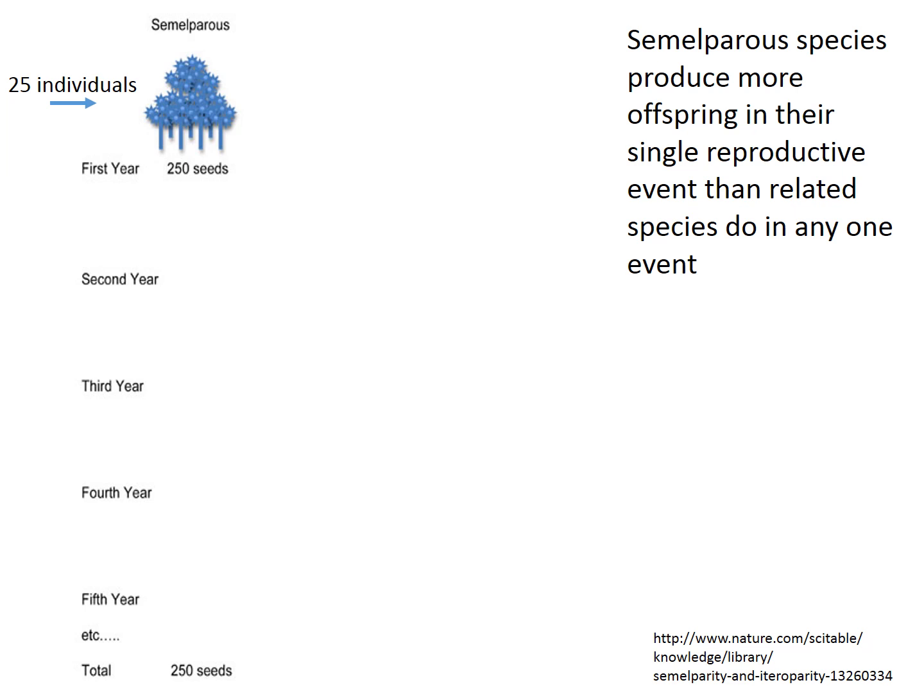Let's start with a population of 25 individuals of a semelparous species. And let's assume that each plant invests all of its resources into reproduction at the end of the first growing season, producing an average of 10 seeds per plant. That gives us a total seed output of 250 seeds from those 25 individuals, which then die after reproducing. So their total final seed output is 250 seeds.